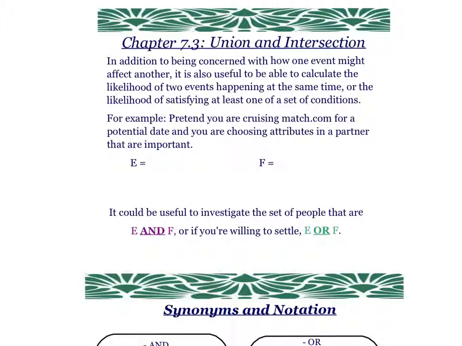For example, let's pretend you're cruising Match.com for a potential date and you're choosing attributes in a partner that are important to you. So in class we came up with a list of attributes and then we chose two that we wanted to work with. One of the good ones was people who have a sense of humor. So let's let event E be a person who would say they have a sense of humor, or they consider themselves to be funny. And then let's let event F be someone who considers themselves to be generous. So we've got sense of humor and generous.